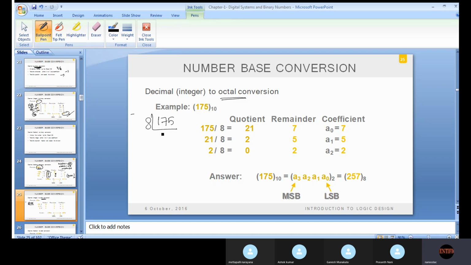Okay, so 8, what you are getting here? 8 2s are 16. Okay, 15, 8 1s. What is the remainder that you are getting? 7. Okay, similarly 8 2s are 16. What is the remainder? It is 5. Okay, so what you are getting? 7, 5 and 2. This is a0. Okay, this is a1 and this is a2. So 7 5 2 we are getting. Quotient is 7 5 and 2. Whatever the remainder, that is 7 5 and 2.